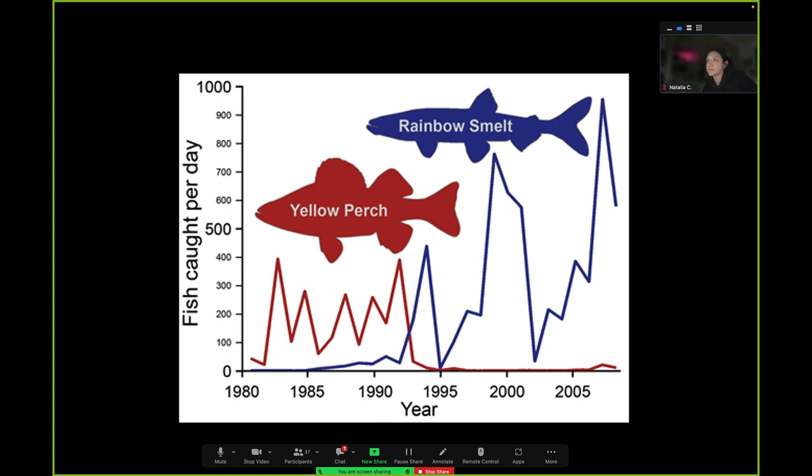So cool. It looks more like that after the yellow perch died, the rainbow smelt started overpopulating because it had more resources. Could be, yeah. So there's something that changes in the early 90s, and the once common yellow perch is no more, and the once rare rainbow smelt becomes very common, right?